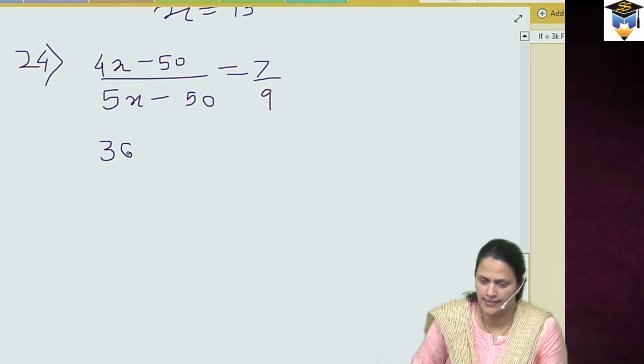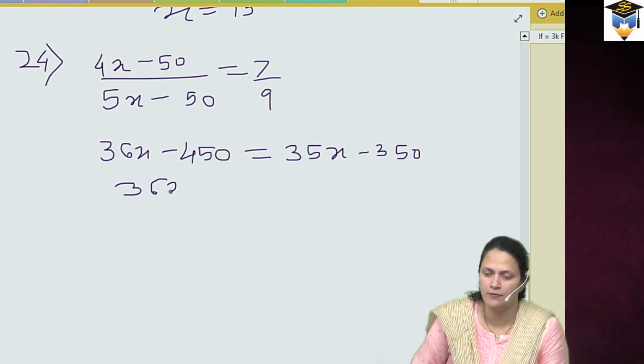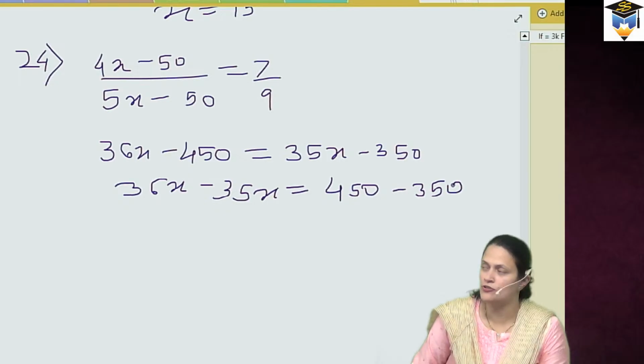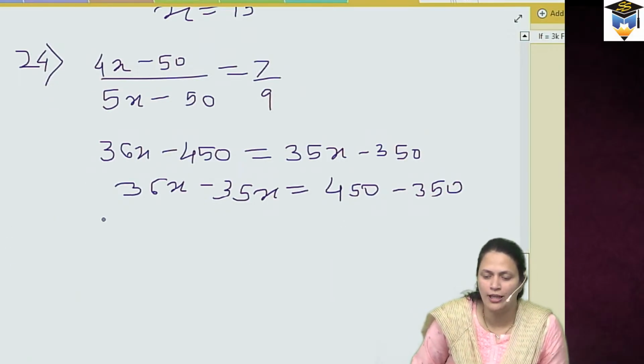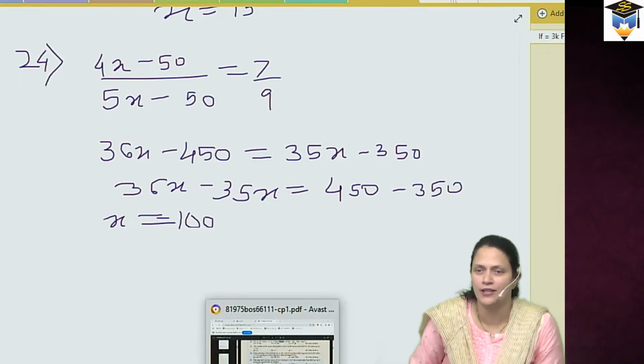So that will give us 36x minus 450 is equal to 35x minus 350. So take the x term on the left hand side and numbers on the right. So when you change the side, sign is also going to change. Remember this. These are the basics. I'm just repeating the basics for everyone. So the value of x is going to be 100. So when we say 4x and 5x, what will be the values then? 4 into 100 and 5 into 100. That is 400 and 500 would be the answer.